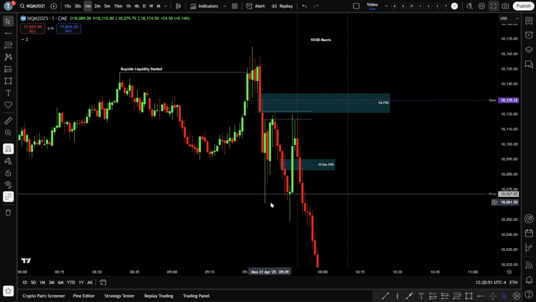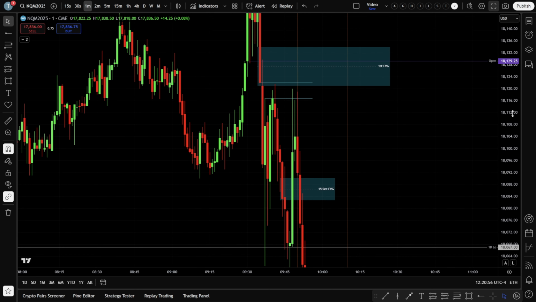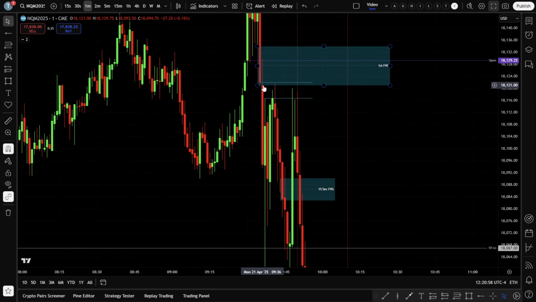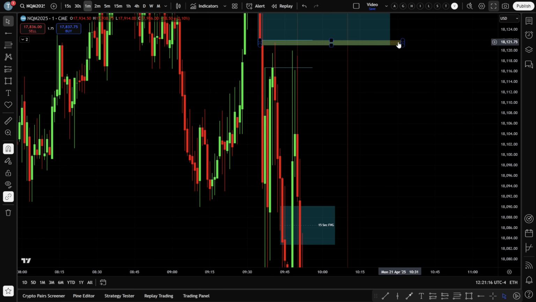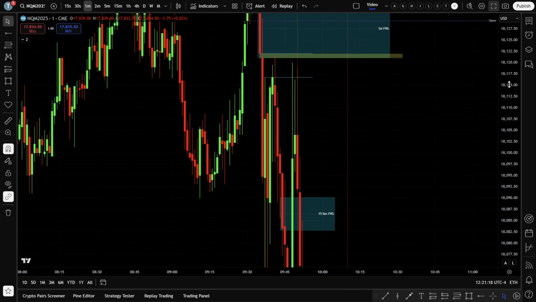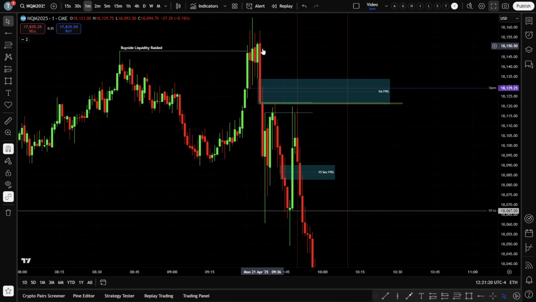So you can see price drops, and then it comes back up and returns into the first presented fair value gap by just a tick, right into that volume imbalance there. See, it hits it just perfectly. And then we drop again, and we come back up into this fair value gap here.